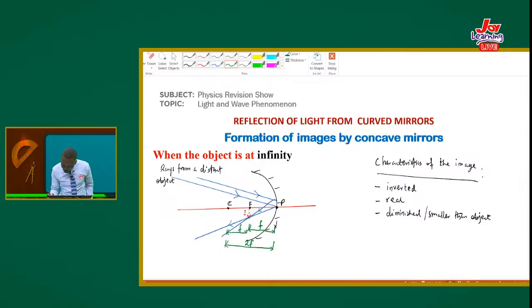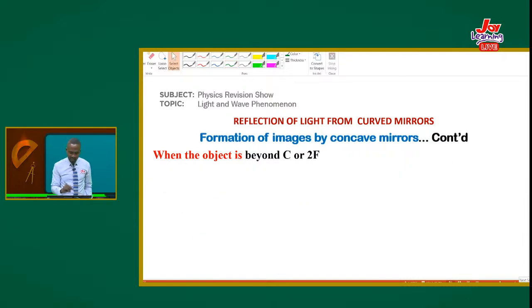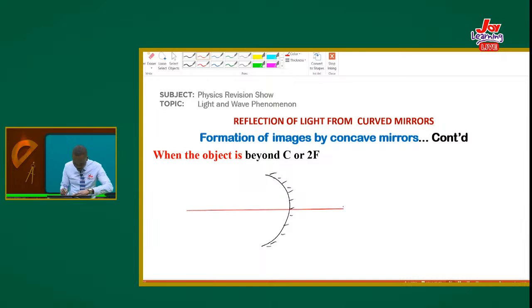Okay. So now I'm looking at an object behind or beyond C, or 2F. Quickly, then we can take a break. So as usual, this is my concave mirror. Let me get my principal axis. So now the object can be seen. So I'll draw an object that can be seen.